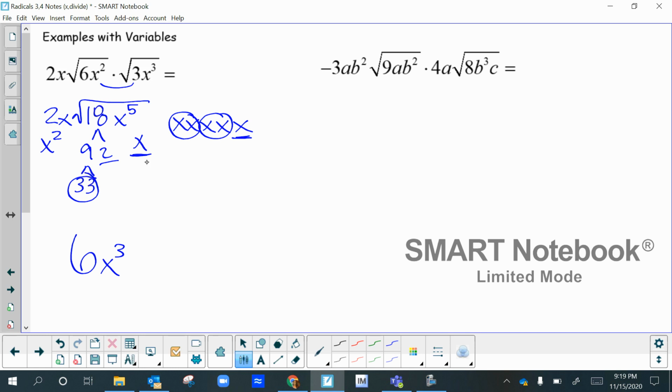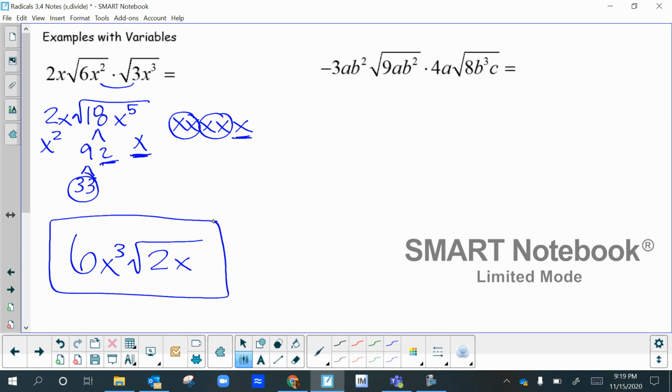So what all did I underline? I underlined this 2, and I underlined that x. So that is going to be 2x. And so here's my final answer when I multiply that problem right there. My final simplified answer. Let's try it one more time.